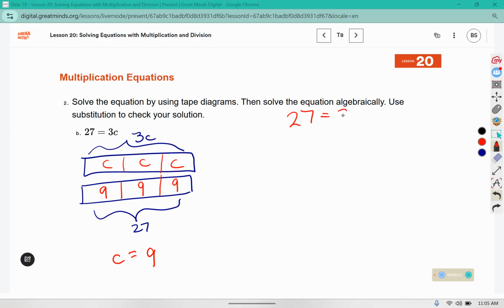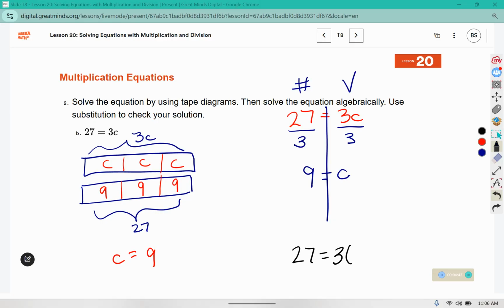Algebraically, our variables are here and our numbers are here. To undo multiplication, we need division. 3c divided by 3 is 1c, and 27 divided by 3 is 9. Now we'll check to make sure it is correct. Replace the c with the number 9. 3 times 9 is 27, so it is a correct solution.